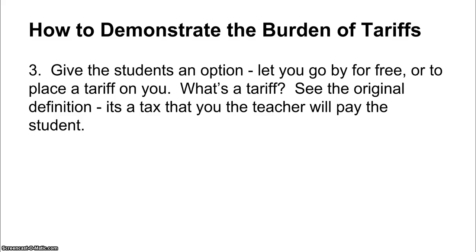This is a good place to reinforce the original notes. Students, remember, are never going to learn something from the notes the first time. So they're going to, of course, ask, what's a tariff? Go back to the notes and let's look at it again. See the original definition. It's a tax on foreign goods. You're the teacher walking into their state and they're going to be taxing you. It's money that you're paying to them.